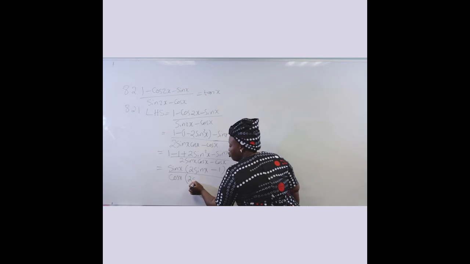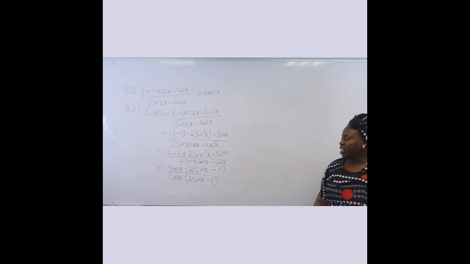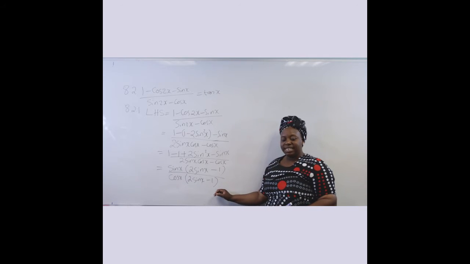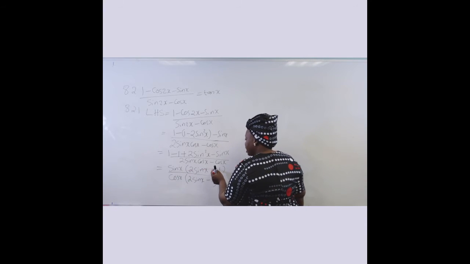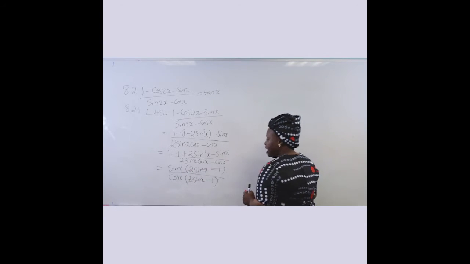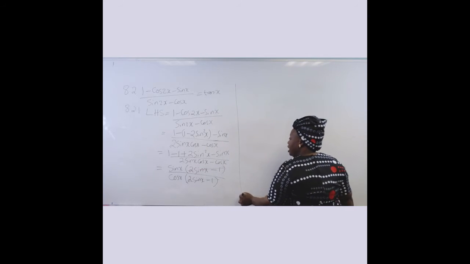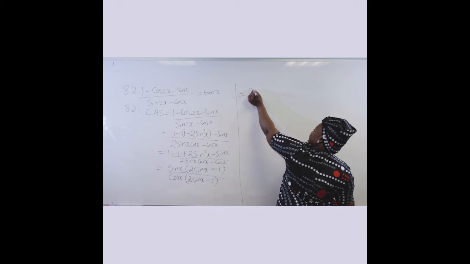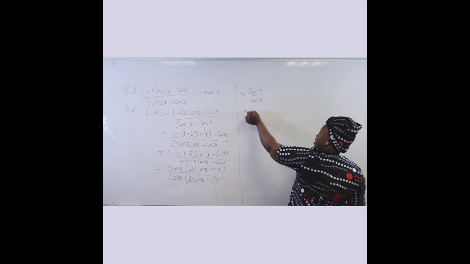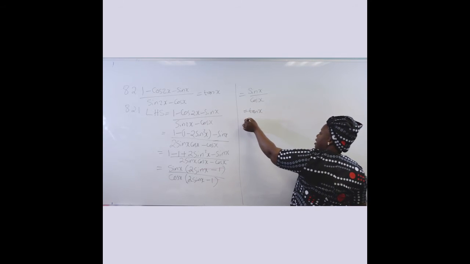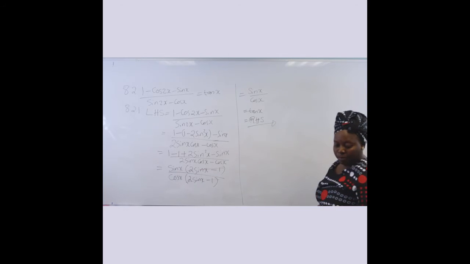Then we remain with 2 sine x minus 1. Can you see the logic that just happened? The brackets now are the same, so we can cancel them, and they give us 1. This bracket and that bracket are the same, they'll give us 1. And now this is equal to sine x over cos x, which is the identity of tan x. Now that is equal to our right hand side, and you are done answering that particular question.